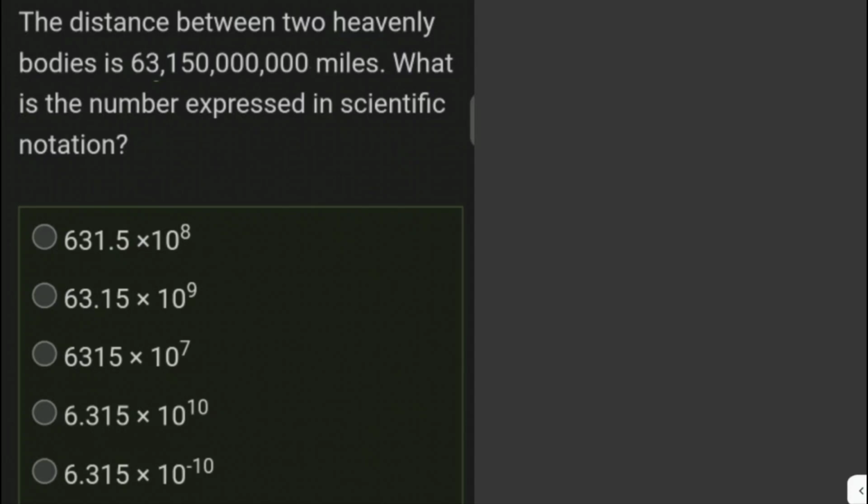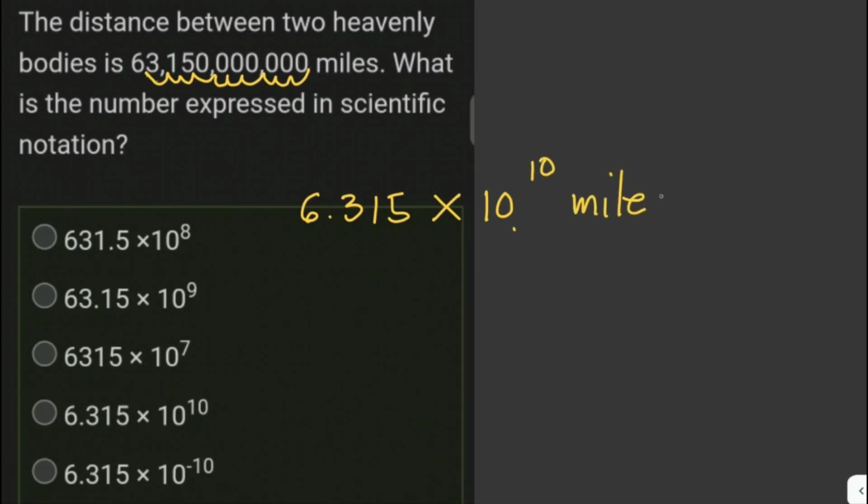Whenever we move the decimal point to the left, the exponent would be positive, and if you move the decimal point to the right, the exponent would be negative. So that would be 1, 2, 3, 4, 5, 6, 7, 8, 9, 10. Then we can write that number as 6.315 times 10 to the power of 10 miles. So this is our answer here. All right, let's solve another problem.